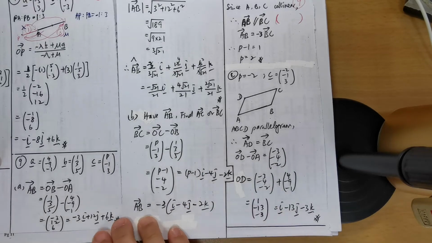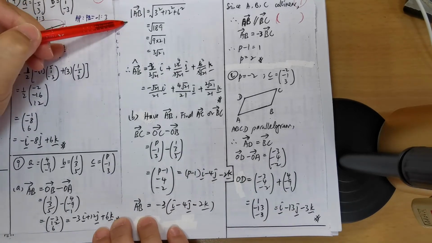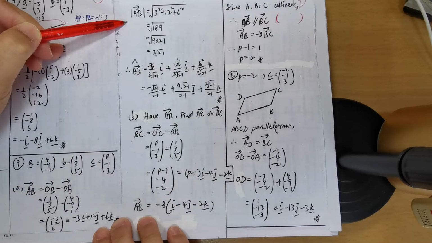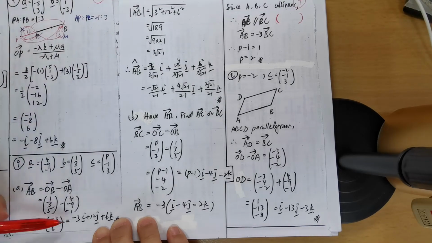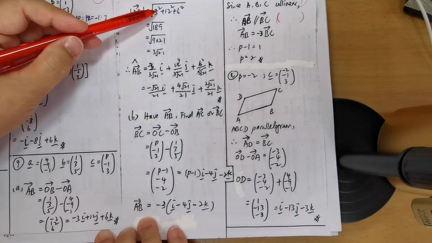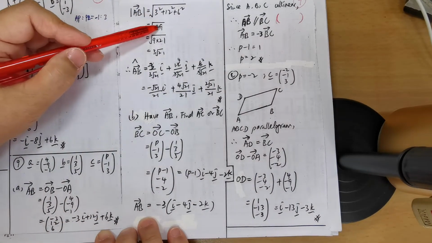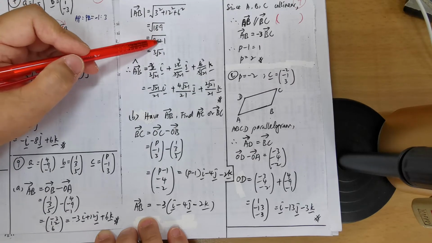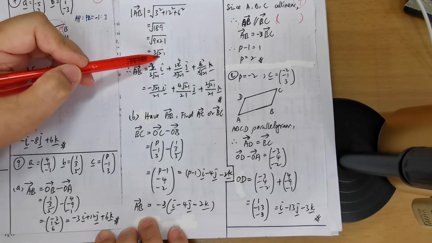So for the unit vector, we need the magnitude, right? So find the magnitude of AB. Very simple: 3 squared plus 12 squared plus 6 squared, square root. So I get square root of 189. 189 is 9 times 21, so the square root of 9 is 3, giving 3 square root 21.